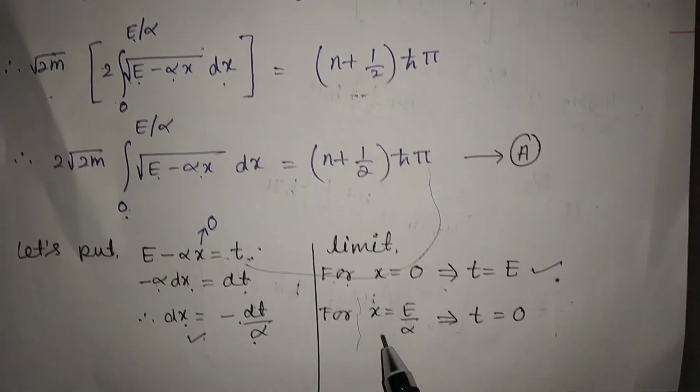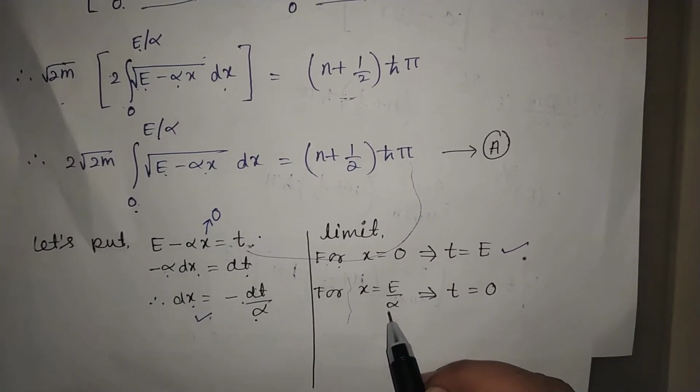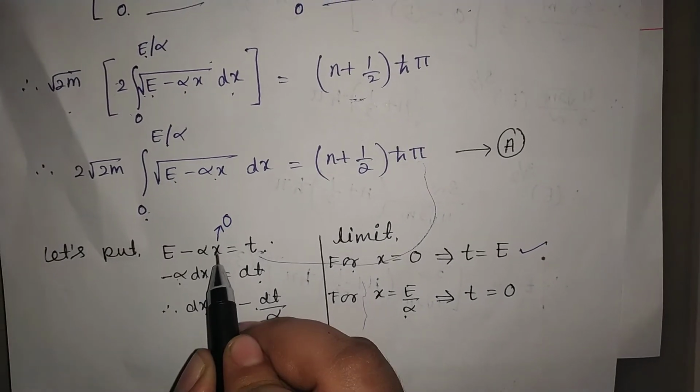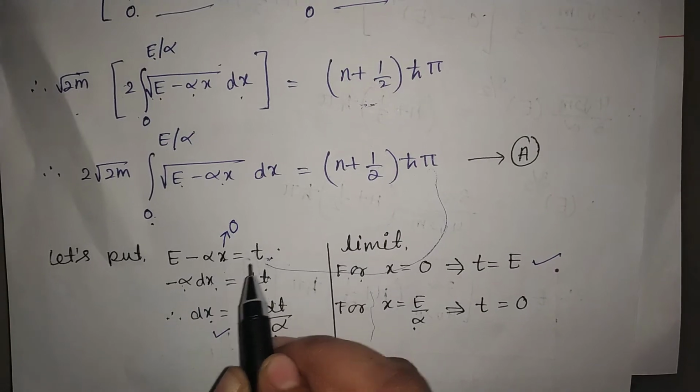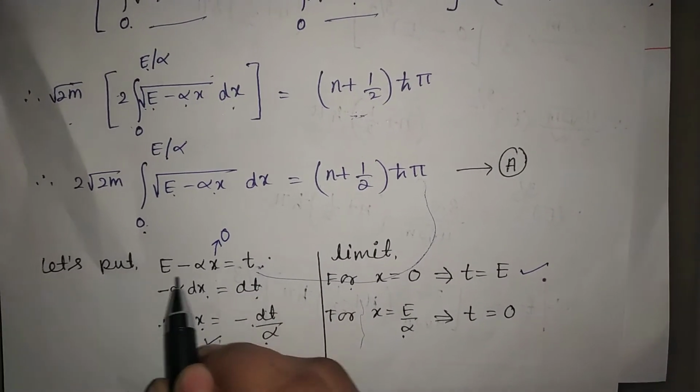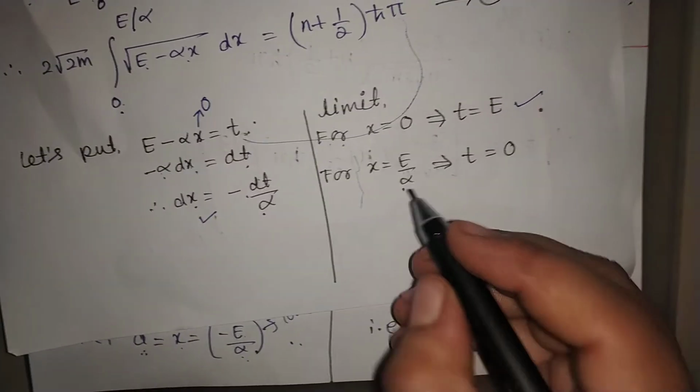Now when we put x as E by alpha, what t value will we get here? Instead of x we put E by alpha, so alpha gets cancelled and we get t equal to 0, because E minus E becomes 0. Okay, let me show you.